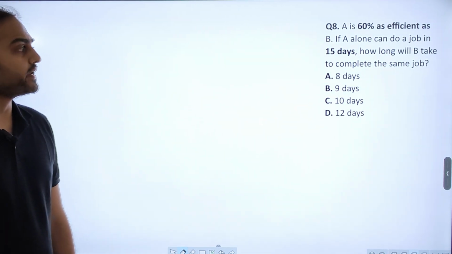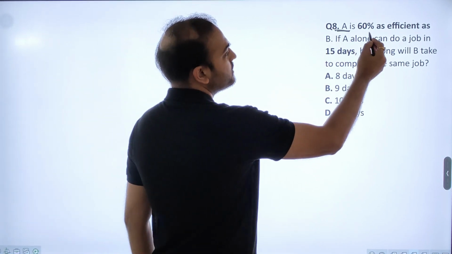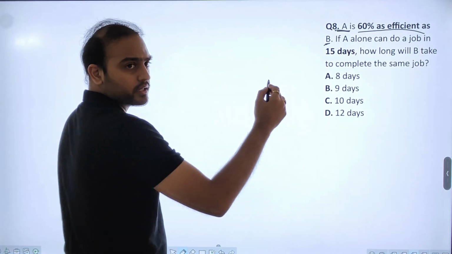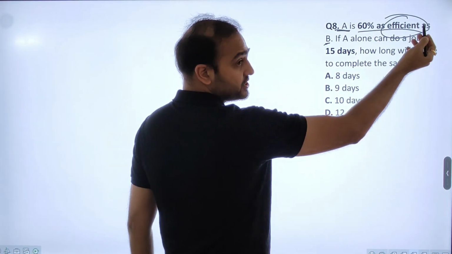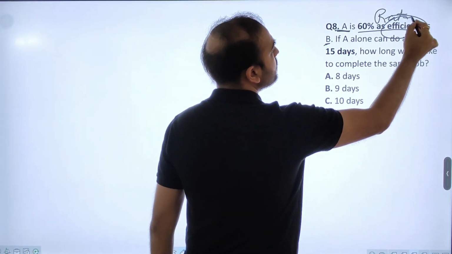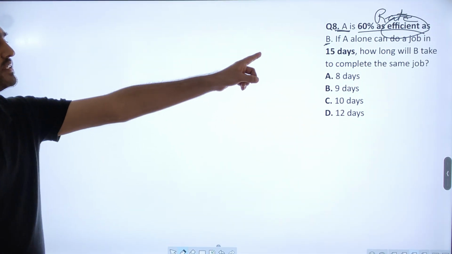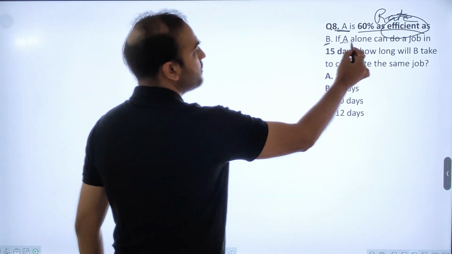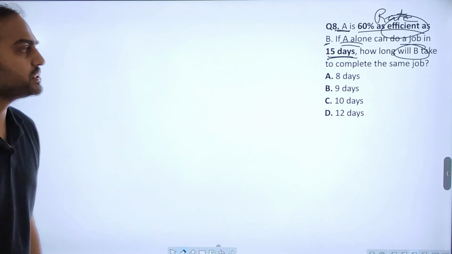Right, moving to a different type now. Again, they say A is 60% as efficient as B, no problem. We know what they are talking about. Efficient means efficiency. They are talking about rate here. A alone does the job in 15 days, so that is the time for A alone. The question is, B alone will take how much time?